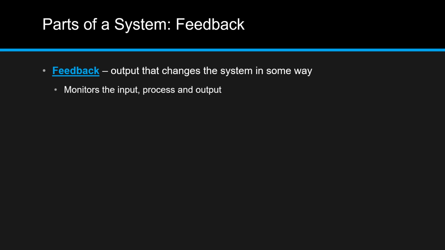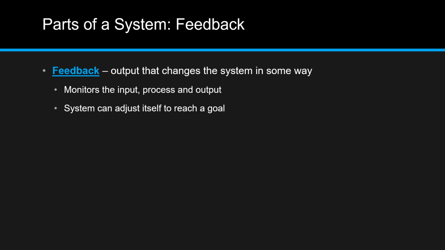Some systems also have a fourth part called feedback. Flashlights don't have feedback, so I put it on a separate slide. Feedback is output that changes the system in some way, usually monitoring or keeping track of the input, process, and output, so the system can adjust itself to reach a certain goal.